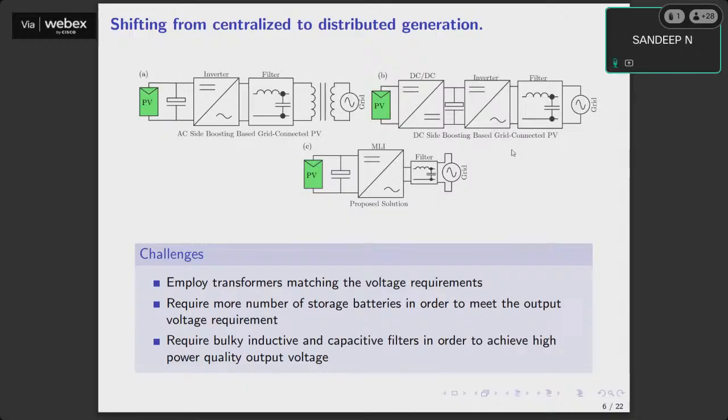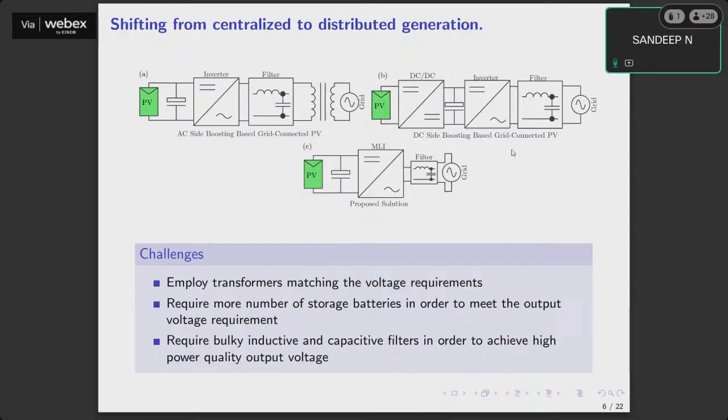Now, shifting from centralized to distributed generation. What are we expecting from our inverters? That is the next question we'll try to answer. So now we know that whenever you have a PV and grid, inverters are essential. And what are the desirable features that an inverter should have?